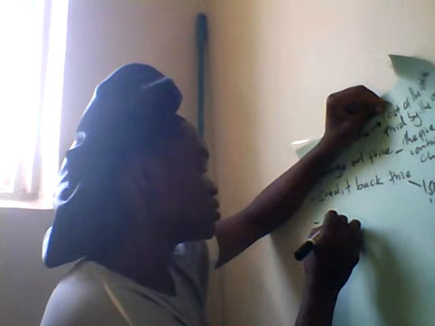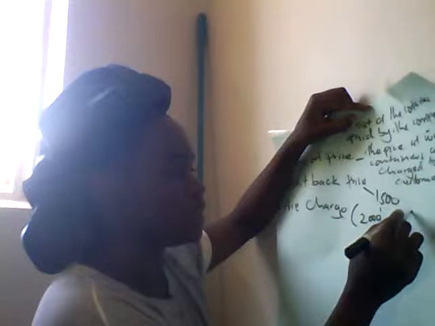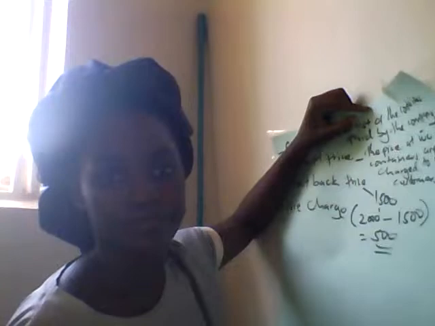And the hire charge is the difference between the charge out price and the credit back price, which is 2,000 minus 1,500. The 500 is the hire charge. So those are some of the key terms in container accounts.